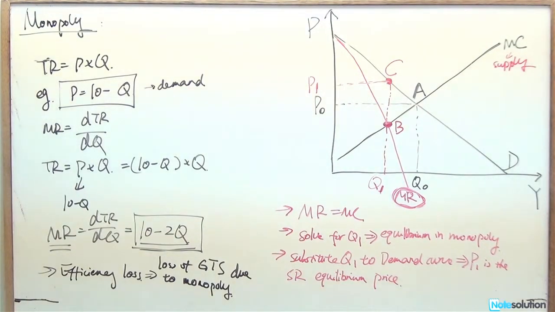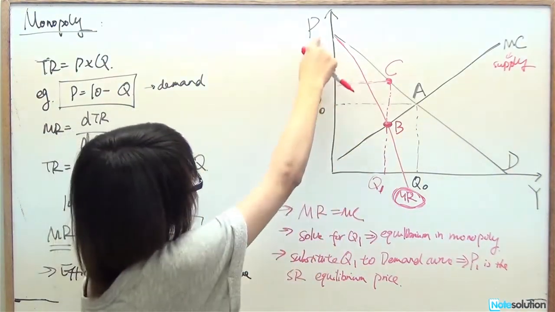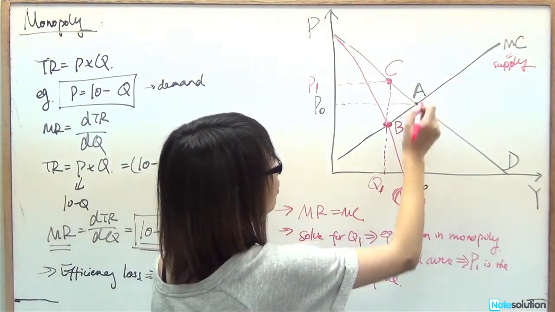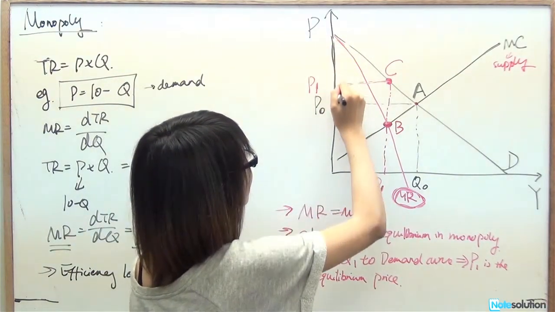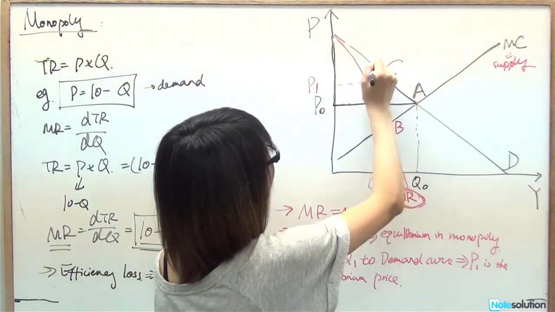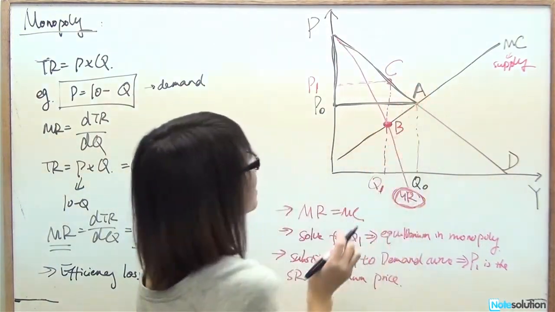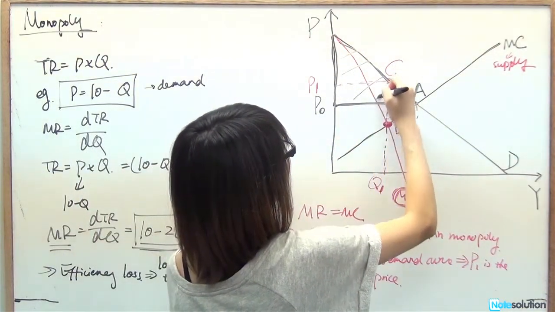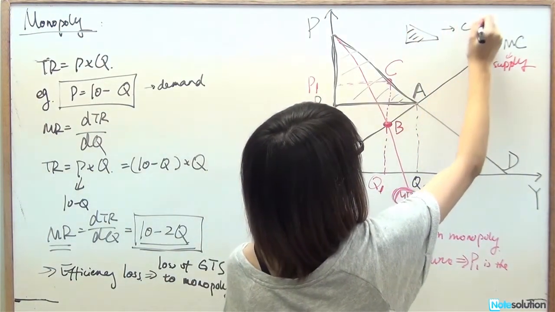So now let's look at which part should be the efficiency loss in the monopoly market. Let's look at a graph. For the perfect competitive market, we are at point A. The top triangle is the consumer surplus.